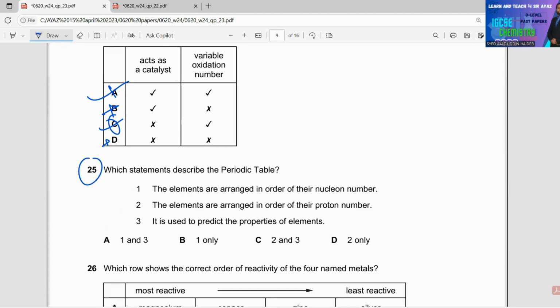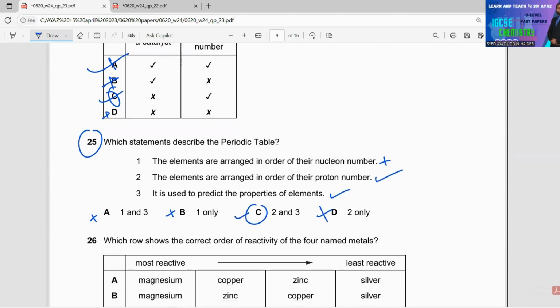25. Which statements describe the periodic table? 1. The elements are arranged in order of their nucleon number. 1 is incorrect. So if 1 is incorrect, both A and B are incorrect. Either C is correct or D is correct. 2. The elements are arranged in order of their proton number. Yes, they are. 3. It is used to predict the properties of elements. This is also correct. C must be the right answer in this case. D is also incorrect.